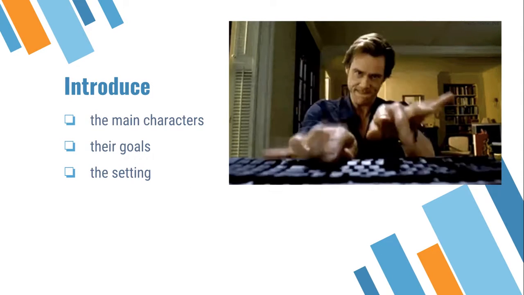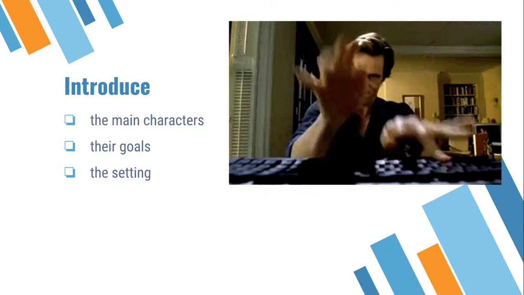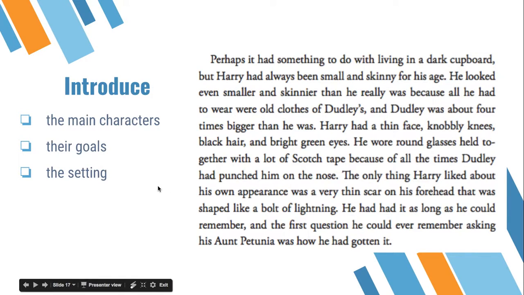We need to introduce three things: the main characters, their goals, and the setting. To see how a very strong author does this, we're going to look to Harry Potter, one of my favorites. We're going to read one of the paragraphs out of the introduction chapter of Harry Potter and the Sorcerer's Stone. So go ahead and pause the video, read the paragraph, and then press play. In this short paragraph, we already learned a lot about the main characters, their goals, and the setting.